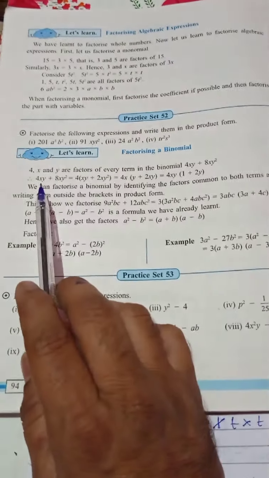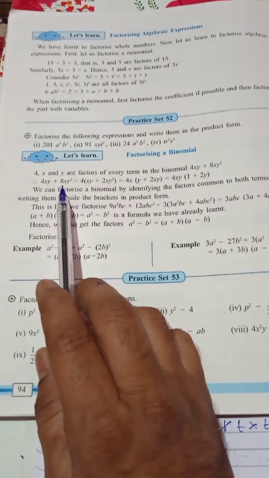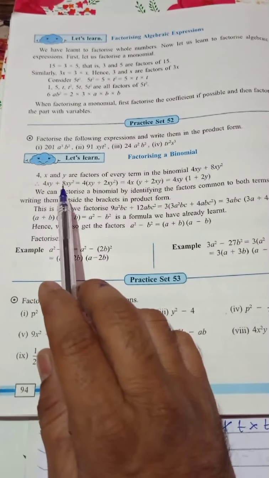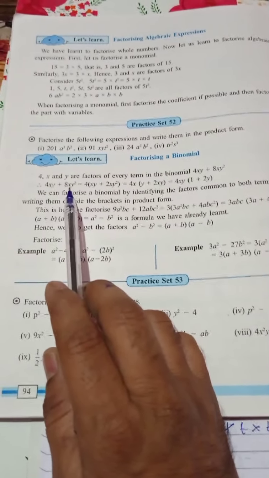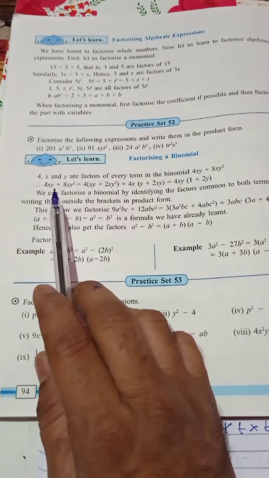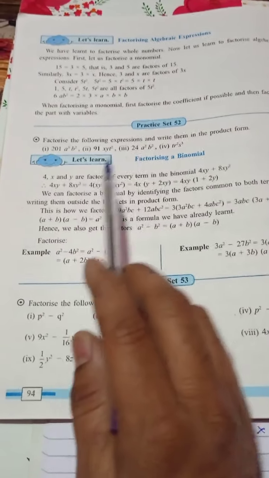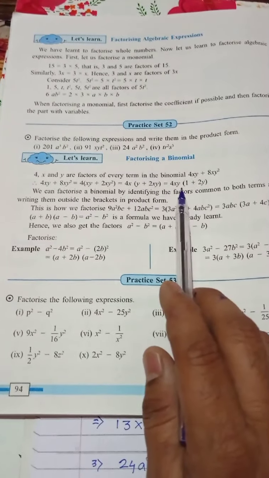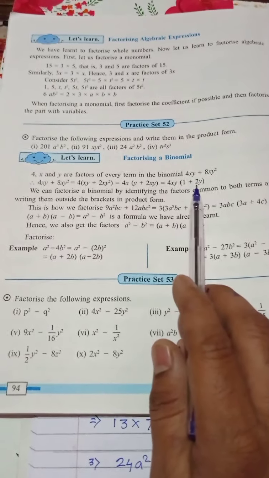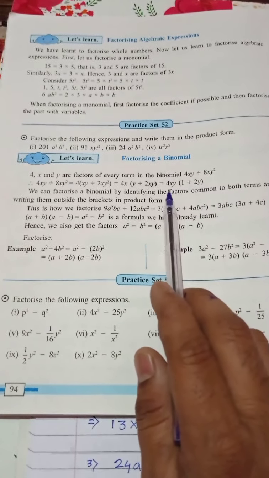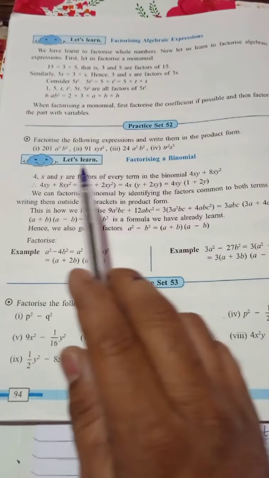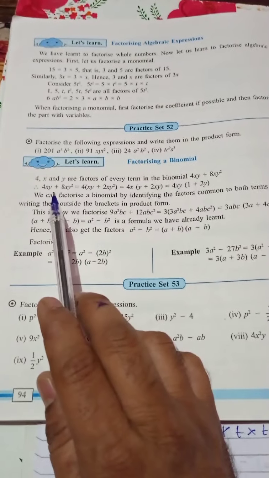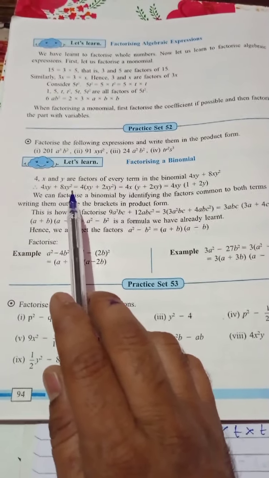See here, I will give one example. 4xy plus 8xy square, I want to factorize this binomial. Here in 4xy and 8xy square, I see 4xy is common. Therefore, I will take 4xy out as a common factor from the bracket. Then inside the bracket, what will remain? In the bracket 1 plus 2y will remain. This means if you multiply 4xy into this bracket, again we'll get 4xy plus 8xy square. This is called the factorization of 4xy plus 8xy square.